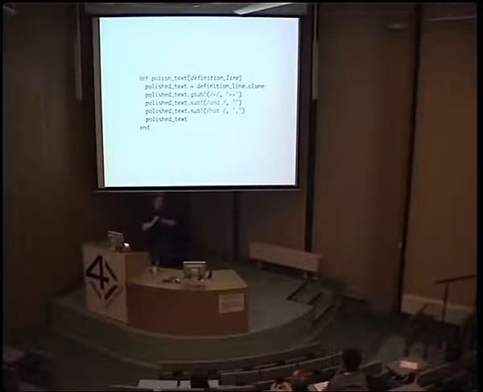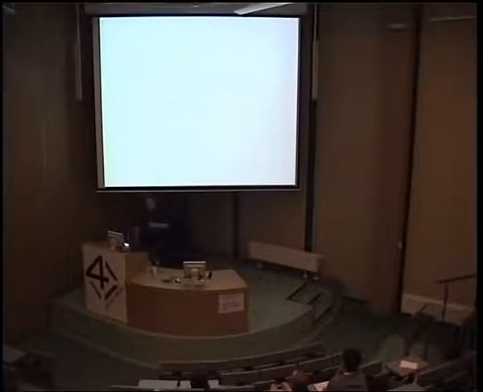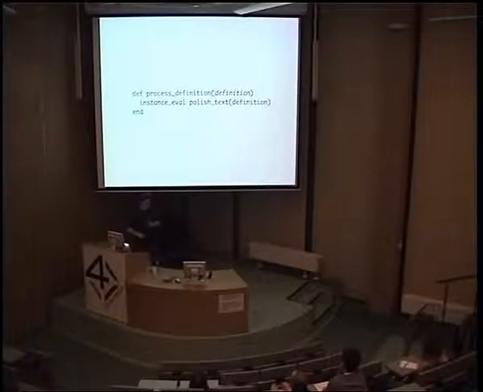Once you've done that, by the end of this method, you have a legal line of Ruby code. And the next step in this process, in this method, is process definition. It takes in that definition line, and it calls instance eval on PolishText, which is returning you that line of now legal Ruby code.